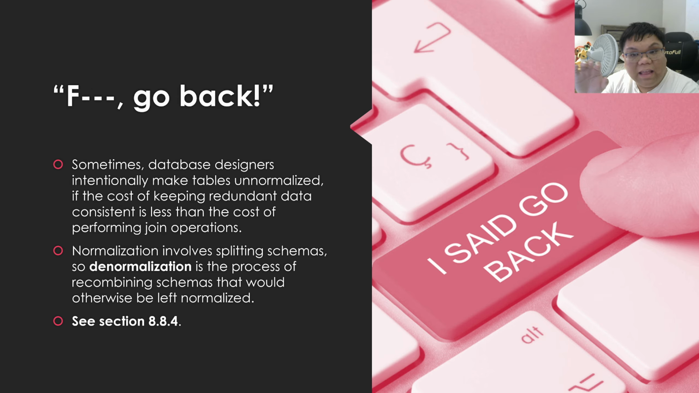If normalization involves splitting schemas, then denormalization is the process of recombining schemas that were already normalized. Again, why would you want to do this? Why would you want to go and undo all this normalization? Because sometimes it's just easier to maintain unnormalized data because joining might be more expensive. Joining might not be worth the cost. Joining might be more expensive than it is to maintain redundant data.